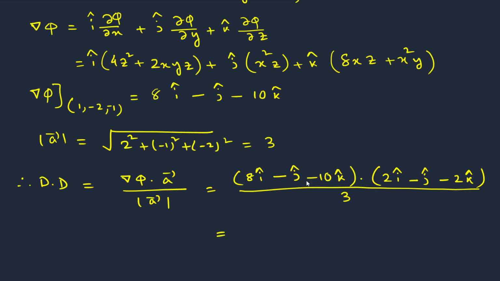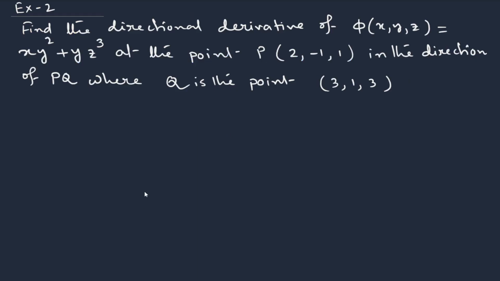After finding the dot product, it is 16 minus, minus plus 1, and then minus, minus again, divided by 3. So the answer is 37 by 3. Okay, so it's very simple. So this is what the directional derivative of the given function phi in a given direction a bar is. Now let us go to the second problem.